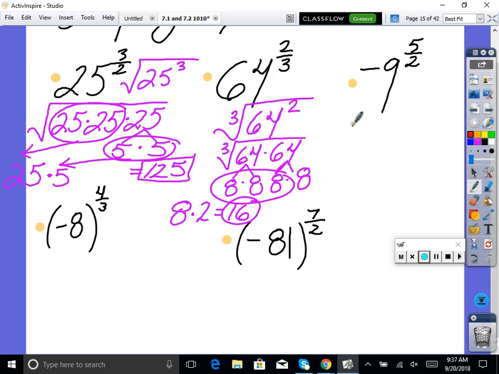Okay, so let's do this one. We have the square root of -9 to the 5th power. Is that going to be okay? No, because it's going to stay negative. Why? Because the 5 is going to keep it negative. Does everybody see?